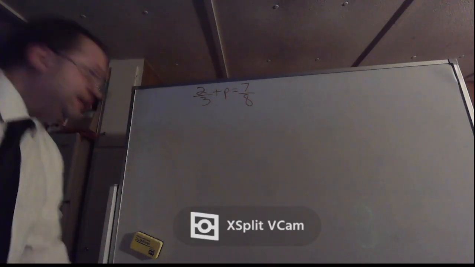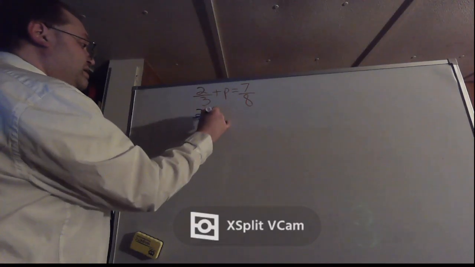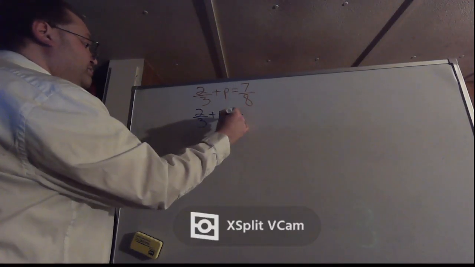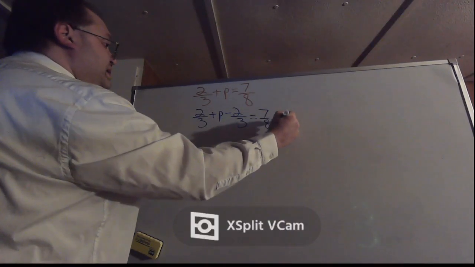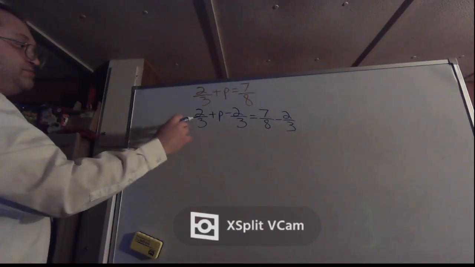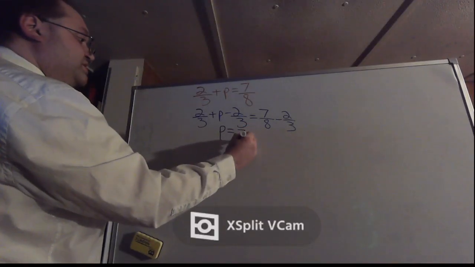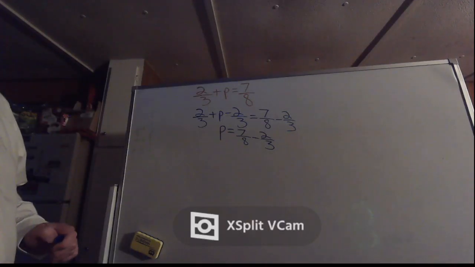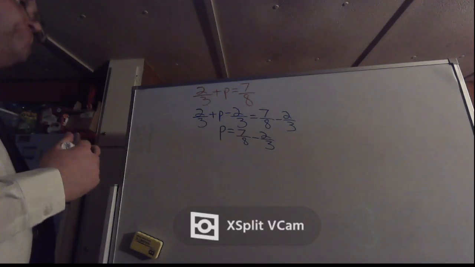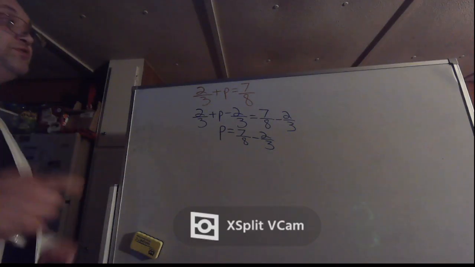Again, we want to get the p by itself, so we're going to have to subtract 2/3 from both sides. So you'll have 2/3 plus p minus 2/3 equals 7/8, also minus 2/3. Alright, 2/3 minus 2/3 is 0, so that'll leave p all by itself. That'll be equal to 7/8 minus 2/3. Now, again, we can clearly see that 3 is not a factor of 8. So we got to go through, figure out the least common denominator for them.